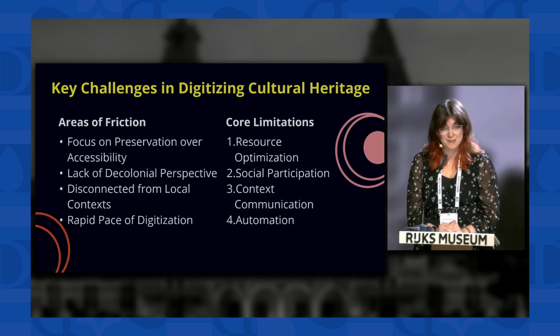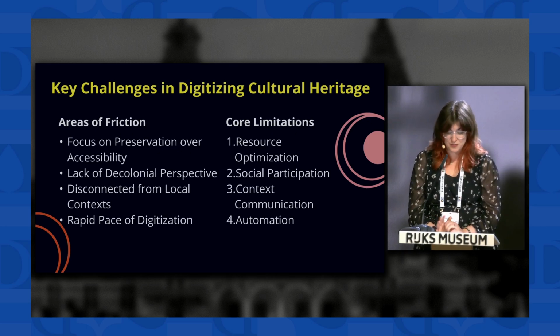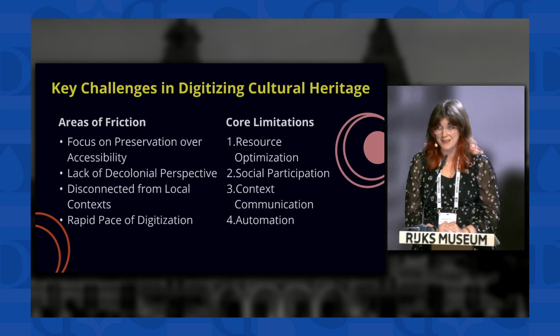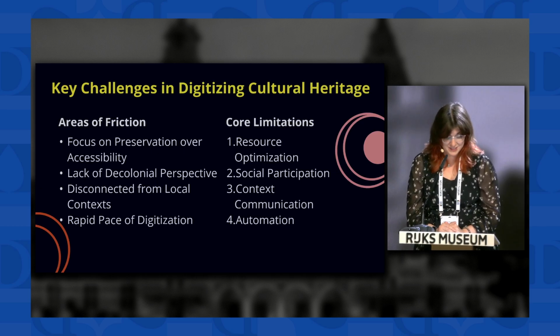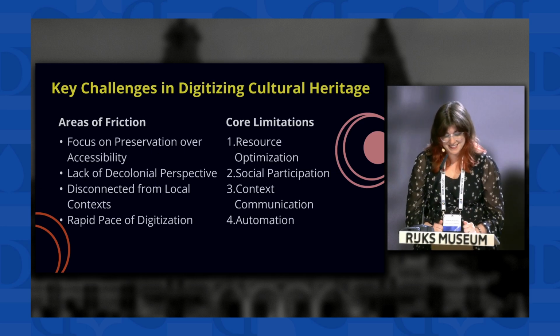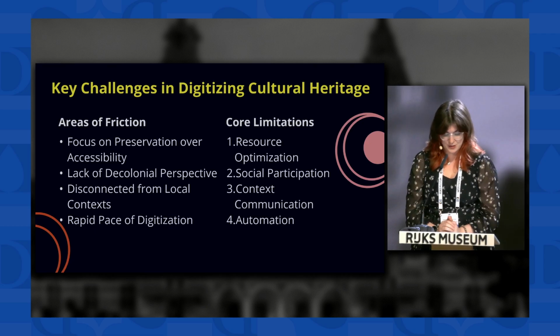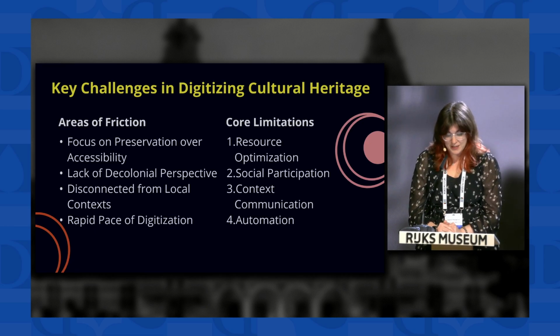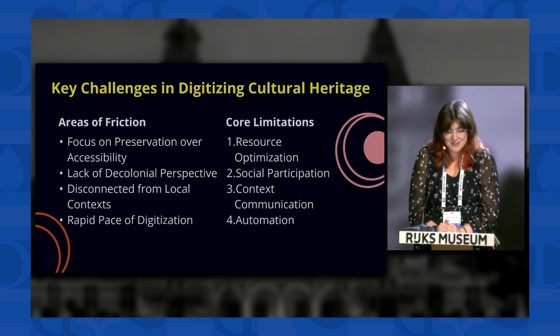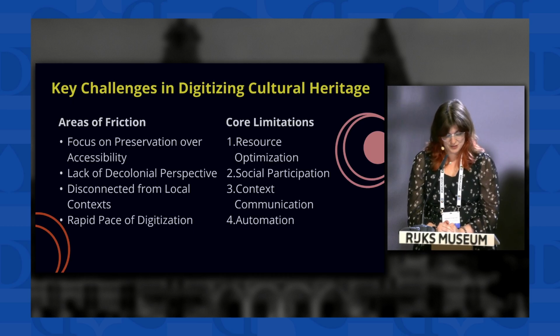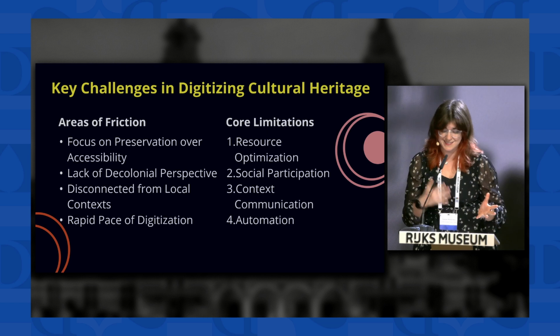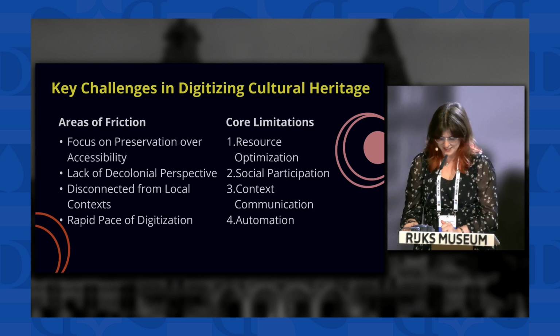When we think about social participation, these centralized systems leave limited room for community involvement in shaping the documentation of their heritage. When it comes to context, it's difficult to capture richer stories beyond basic metadata with the current systems we use. And when it comes to automation, there is a clear need for thoughtful AI tools to improve and scale current translation, indexing, and contextualization.